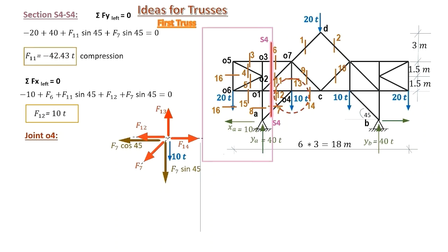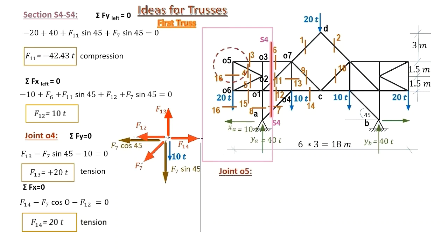Now, let's consider which members are previously computed. For the equilibrium in the y direction, we have forces in member 13 and 7. 7 is previously computed, so we have one unknown in one equation and we compute F13. For the x direction, we have members 12, 14 and the component of member 7. We already computed F7, F12, and we are searching for F14.